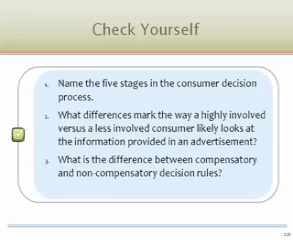3. What is the difference between compensatory and non-compensatory decision rules? A compensatory decision rule assumes that the consumer, when evaluating alternatives, trades off one characteristic against another. On the other hand, in a non-compensatory decision rule, consumers choose a product or service on the basis of one or a subset of its characteristics, regardless of the values of its other attributes.